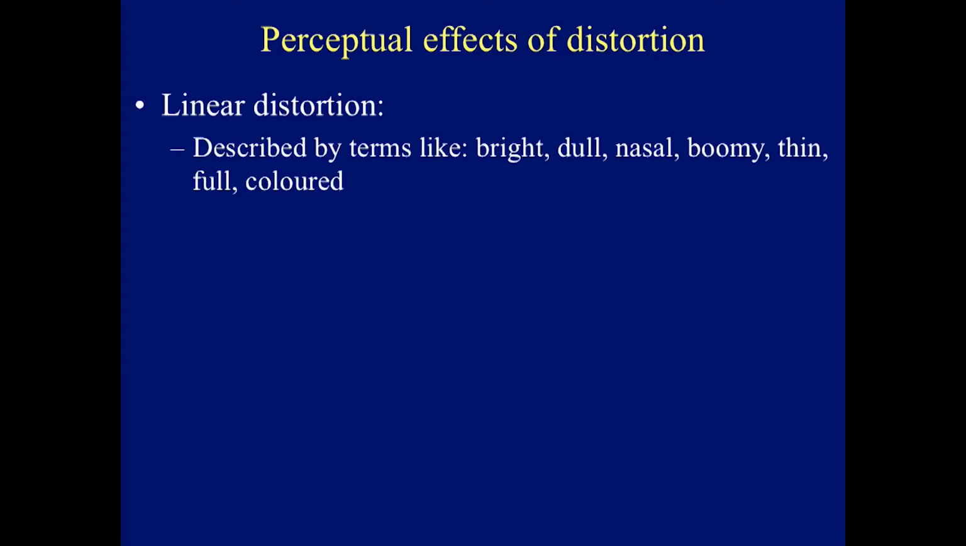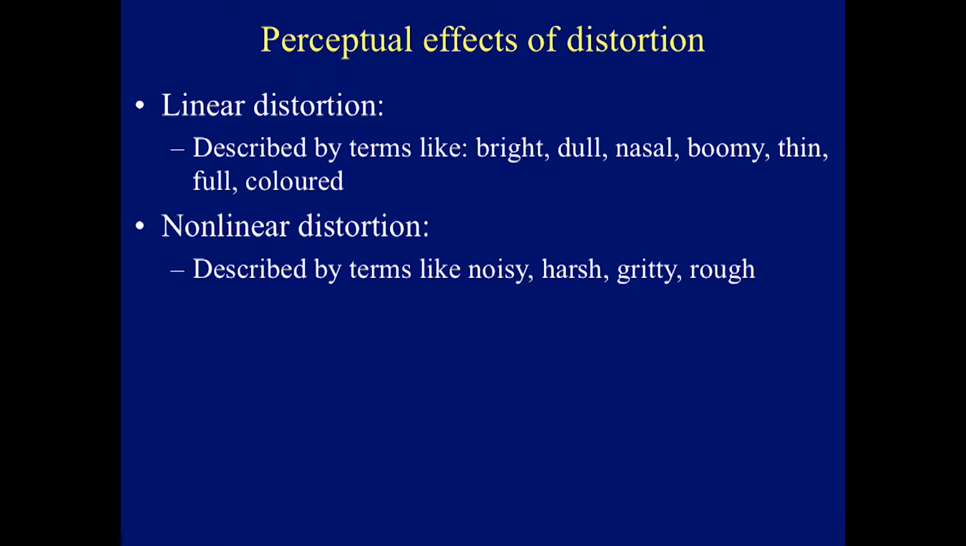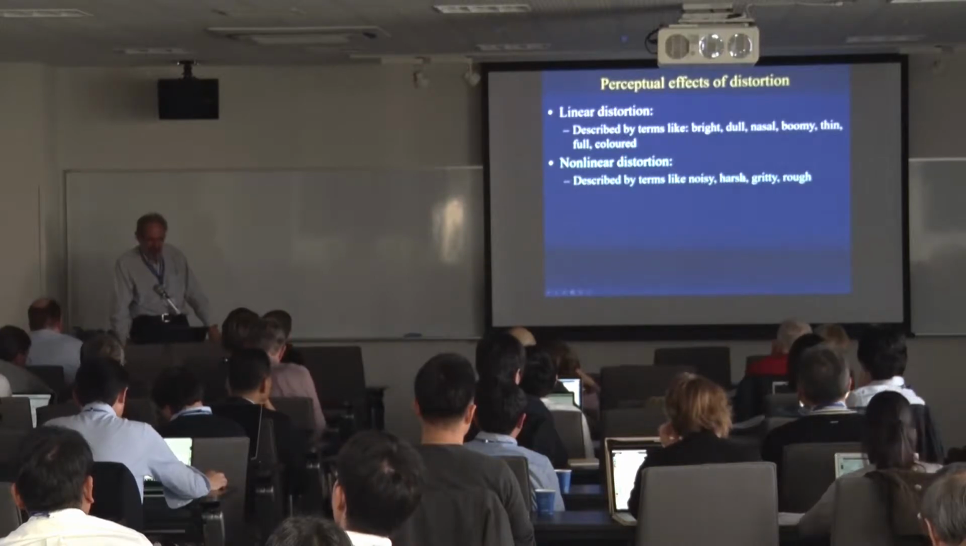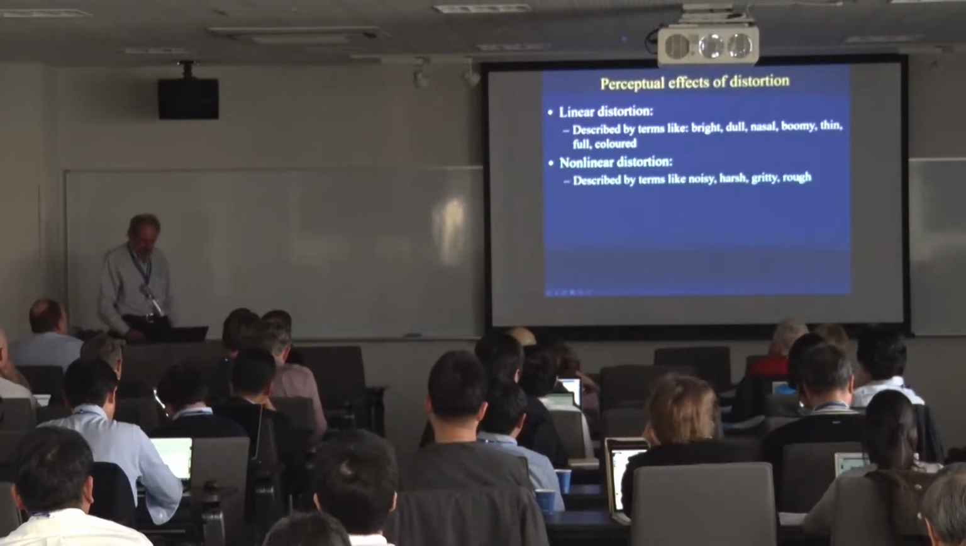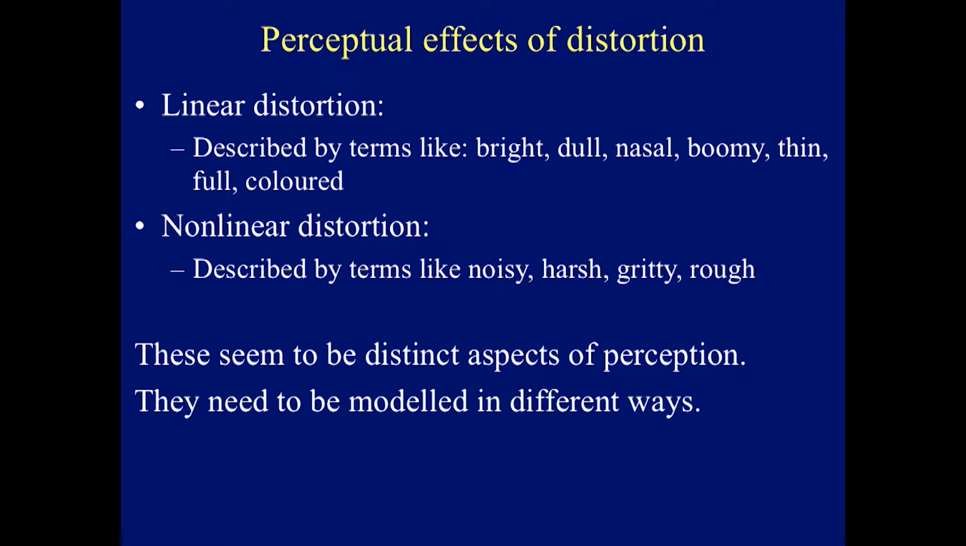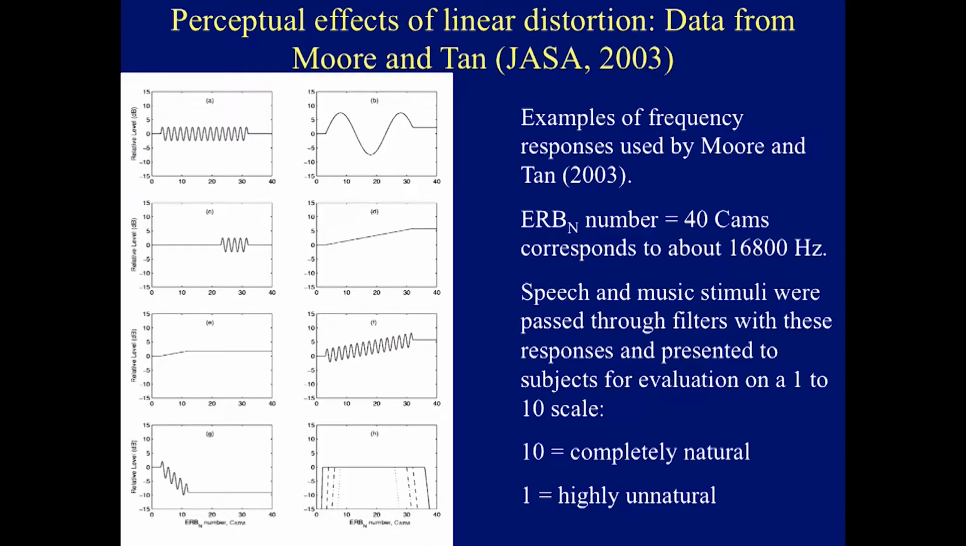Now, these two types of distortion have different perceptual effects. Linear distortion is described by terms like bright, dull, nasal, boomy, thin, full, or coloured. But these are all things that are to do with the timbre or tone quality of the sound. And not everybody agrees on what these terms mean. But nonlinear distortion is described by terms like noisy, harsh, gritty, or rough. And I believe that these are distinct aspects of perception which you need to model in different ways. And that's been the approach that we've taken in modeling the effects of these two types of distortions.